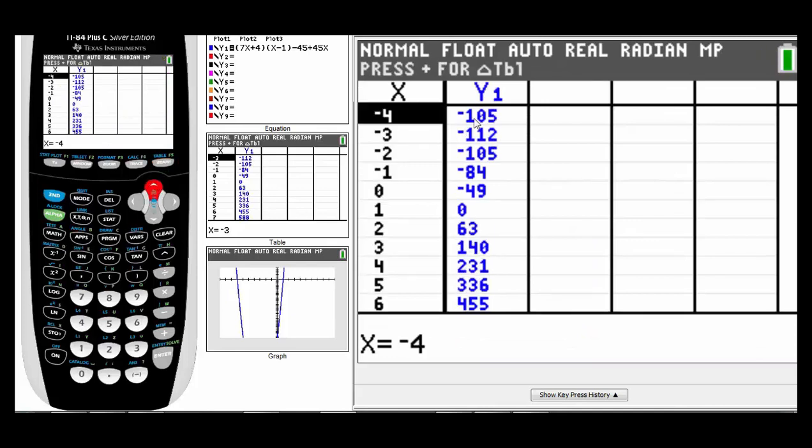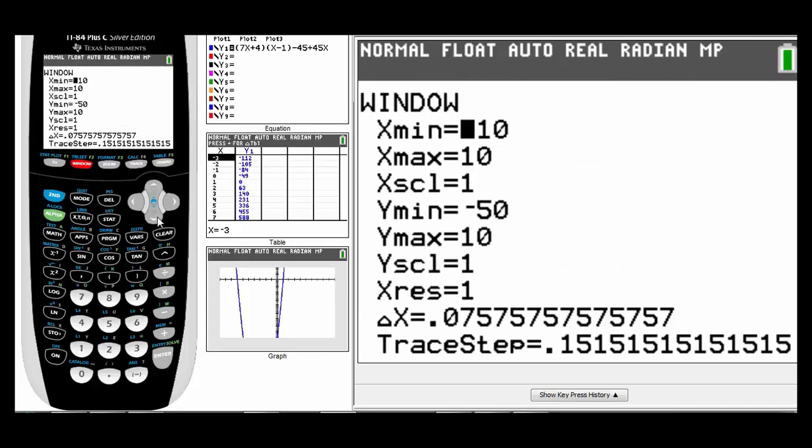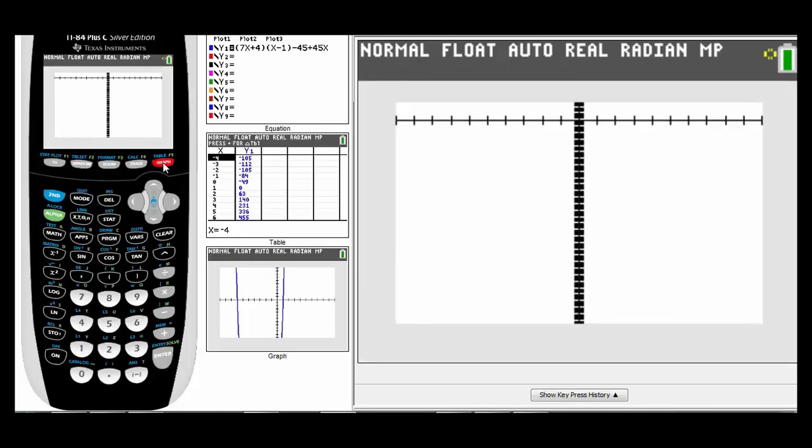So I'm going to scroll. If you notice, the smallest this ever gets in our y direction is -112. So if I wanted to change my viewing window and include that minimum, I could come down here to y min, the y minimum value, and do something like -120. Remember, we just need to make sure it clears -112. And then I can see a little bit more of the graph.